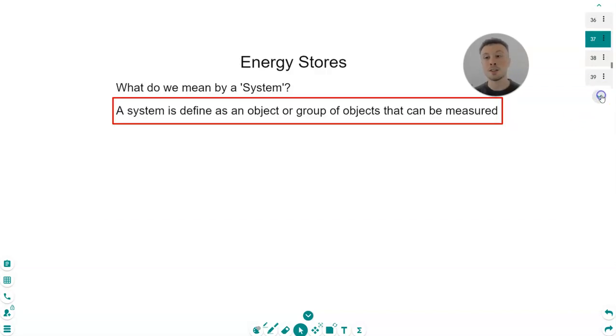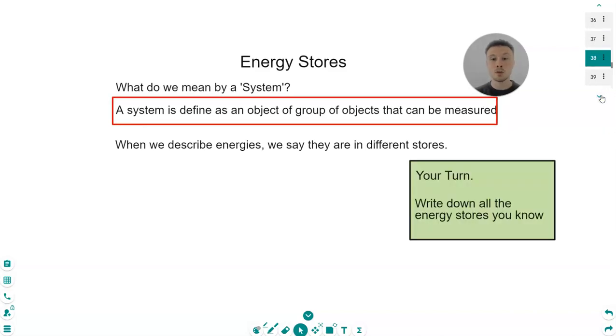Now, I've said the word system a lot already, so what is a system? A system is defined as an object or group of objects that can be measured. So we can measure a car's speed, our speed, a cup of water's temperature. This is what we mean by systems. It's something that we can measure and observe. So we have energies and we describe them through different stores.